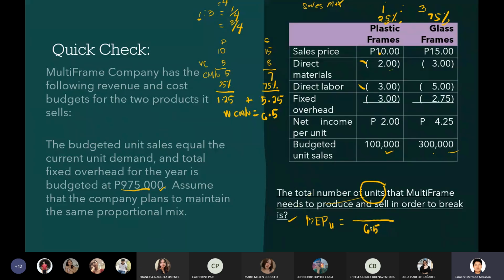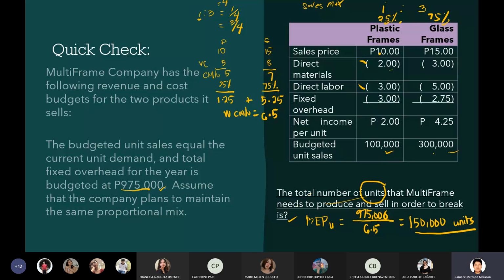So, meron na tayo dito, 6.5. Magkano fixed cost? Meron dito, fixed overhead. Meron din po dito, fixed overhead. Alin po gagamitin? Ito na, nakatotal na. Nakatotal na dito, 975,000. So, 975,000 divided by 6.5, that would be 1,500 units. Okay. Yan po. Break-even point in units.